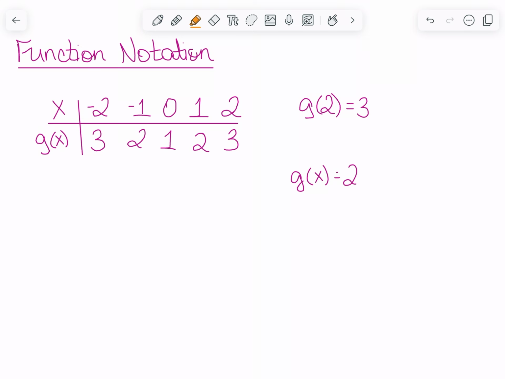Let's suppose we want to know what value or values of x give that g of x is equal to 2. In this case, we're looking at 2 as an output. And that happens in 2 different spots, at 1 and negative 1. This tells us that g of negative 1 is equal to 2 and g of 1 is equal to 2. So in this case, we had 2 solutions.